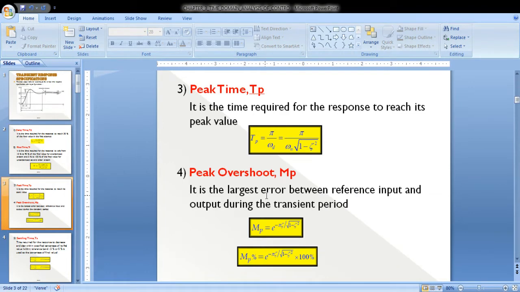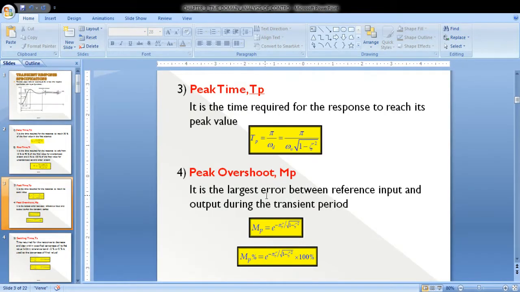And that we are going to calculate with this equation: Tp equal to pi by omega d, and omega d is obviously the damping frequency, denoted as omega n under root 1 minus zeta square. So Tp equal to pi upon omega n under root 1 minus zeta square, in seconds. So peak time is also considered in terms of seconds.